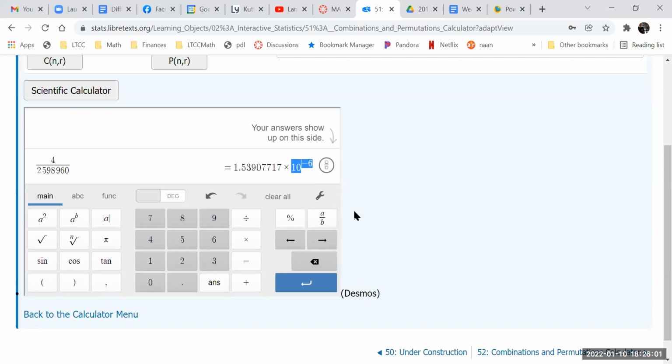Okay. And note, by the way, when you move 6 places to the left, the very first movement just shifts it over next to the 1. It doesn't put a 0 there. So there's only going to be 5 zeros before it. Does that make sense?